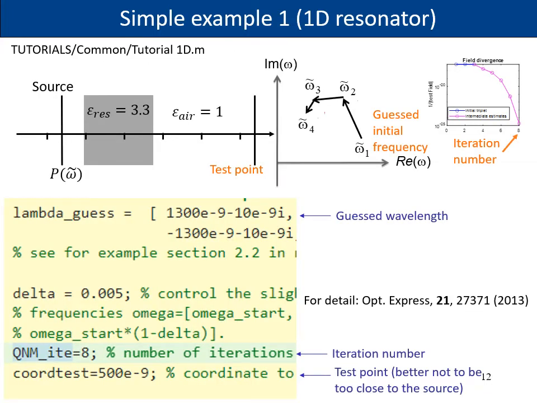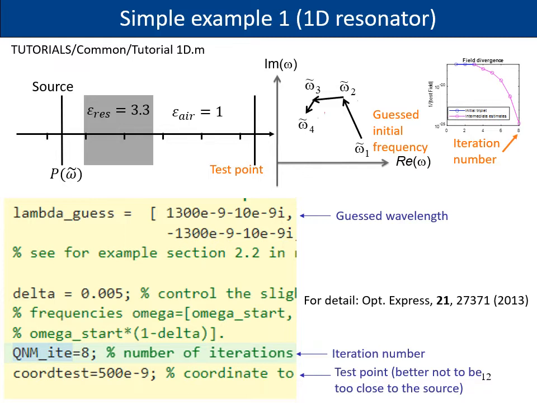The source code of this simple example can be found in the common folder under the tutorial folder of the software. This source code uses the QM pole solver to find the quasi-normal mode of the 1D Fabry-Pérot resonator, and it can be run independently with the console. Please see the paper published in 2013 for any detail about the algorithm.